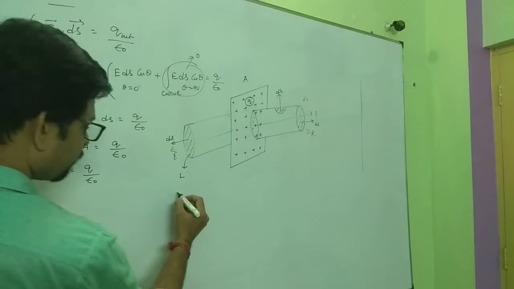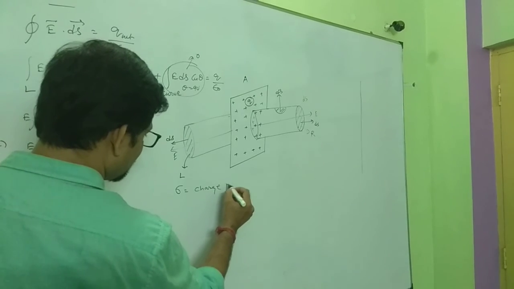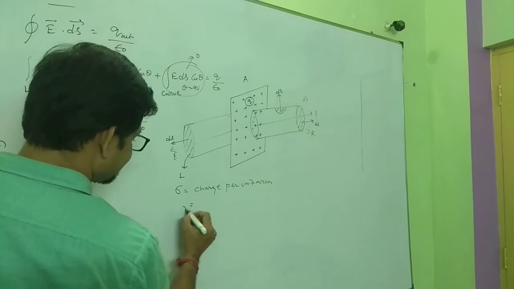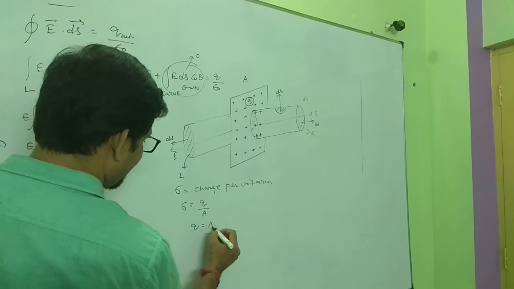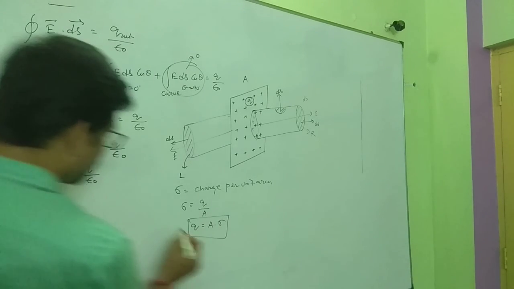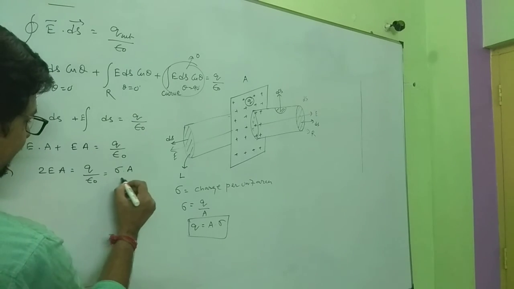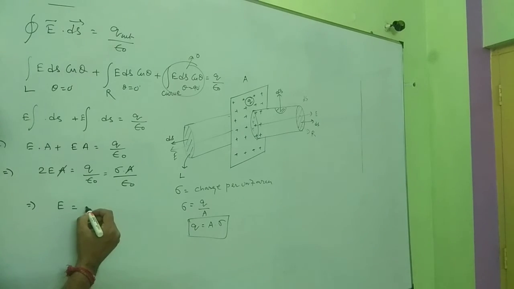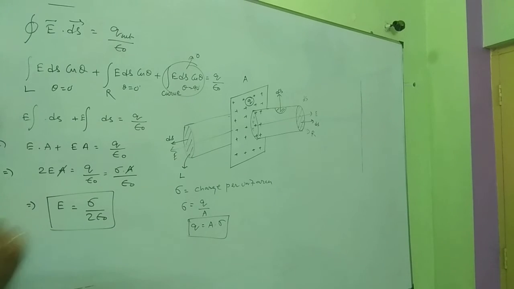Now here also you can use sigma, that is the charge per unit area. That sigma can be written as q by A. So q can be written as A into sigma. If you put this value here in place of q, you get sigma into A by epsilon 0. So A cancels out. Therefore, E will be equal to, with 2 going to the denominator, sigma by 2 epsilon 0. This is the expression.